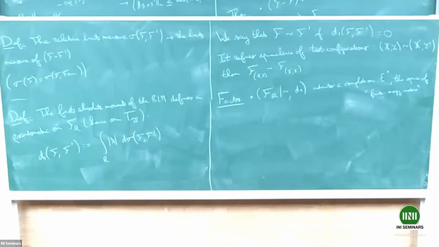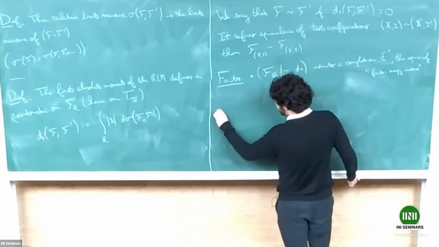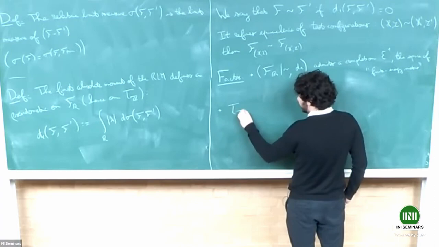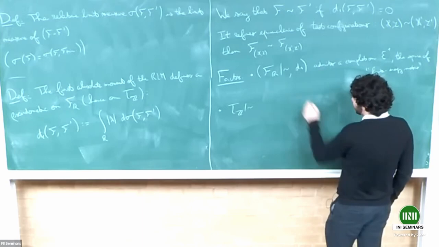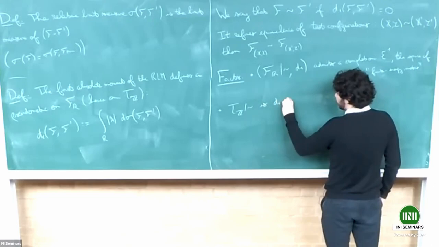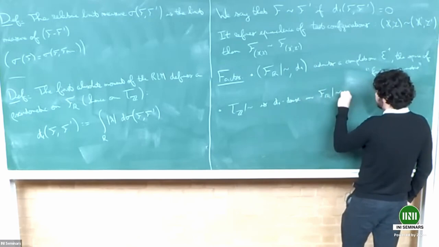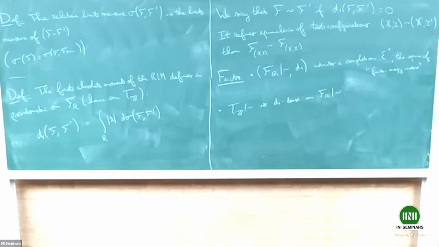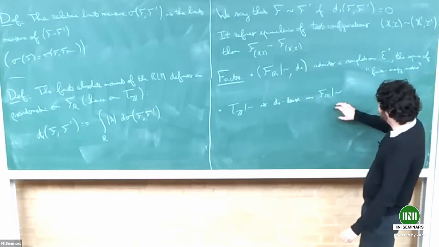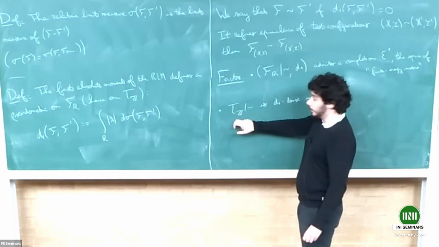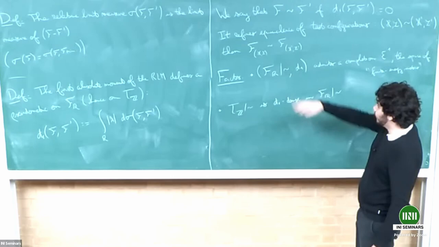More interestingly, the set of equivalences of test configurations is dense in this set with respect to the D1 distance. It is D1 dense in filtrations mod equivalence. So basically, you can see this as a metric way of stating the Fujita approximation theorem. So you have a non-finitely generated filtration, and then you can approximate it by finitely generated filtrations, which are test configurations. And by kind of spectral analysis, you can show that this is actually a D1 approximation.